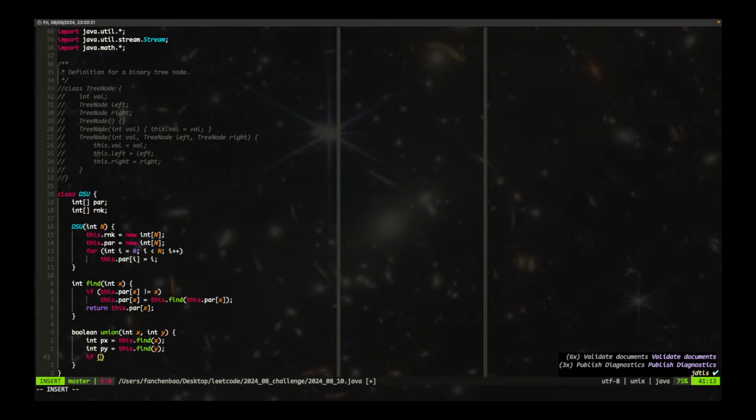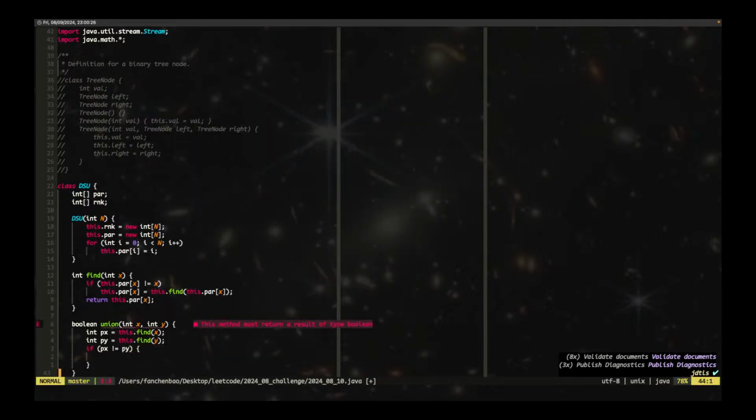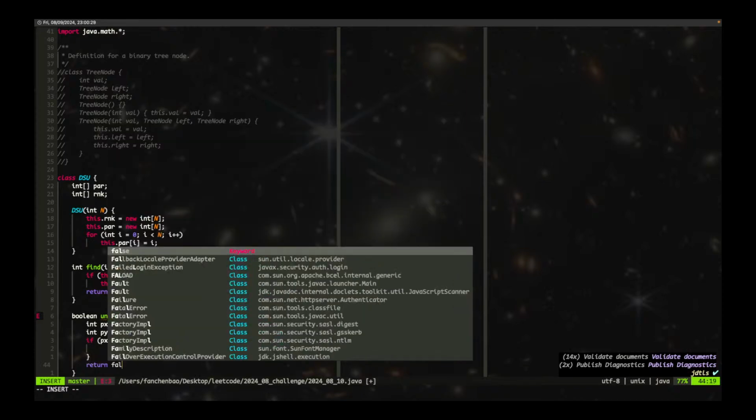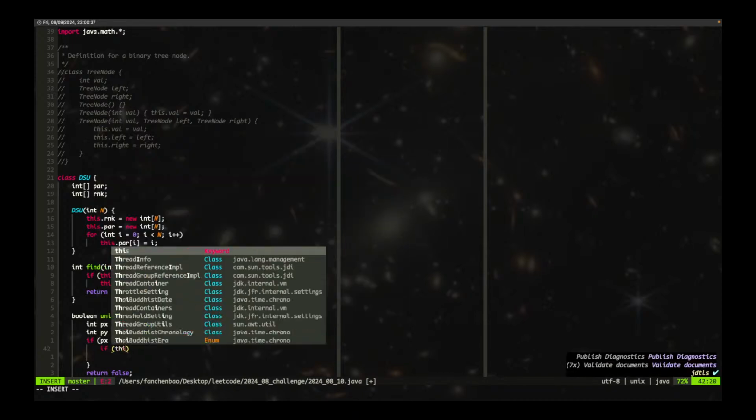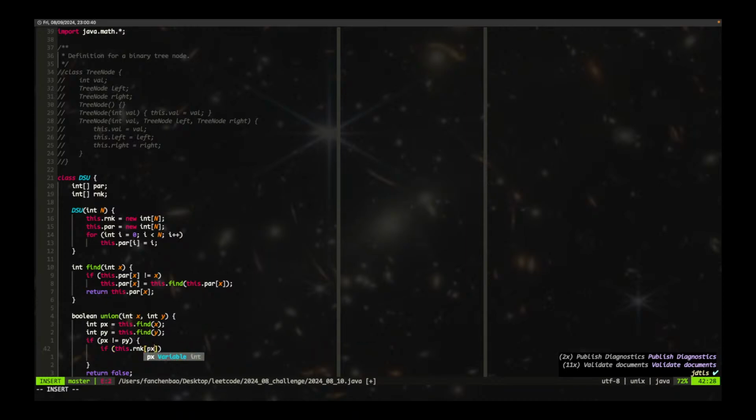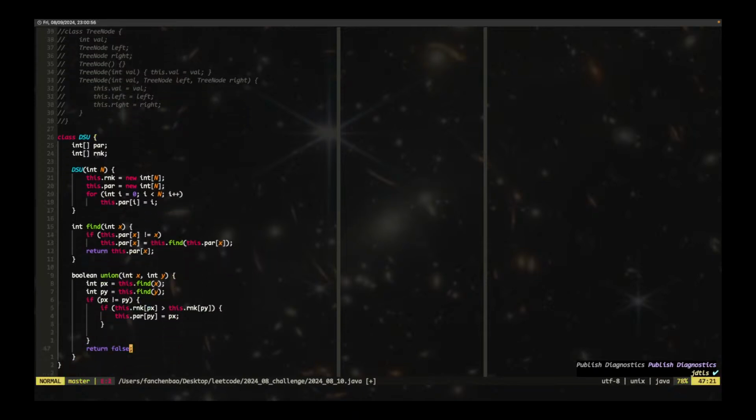If px is not equal to py, else return false, they're already unioned together. So now we're going to union them. If this.rank[px] is larger than this.rank[py], then this.parent[py] shall equal px, right? Because px's rank is higher, we say py's parent should be px.